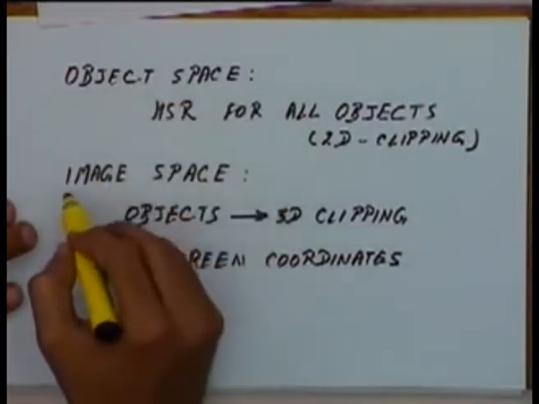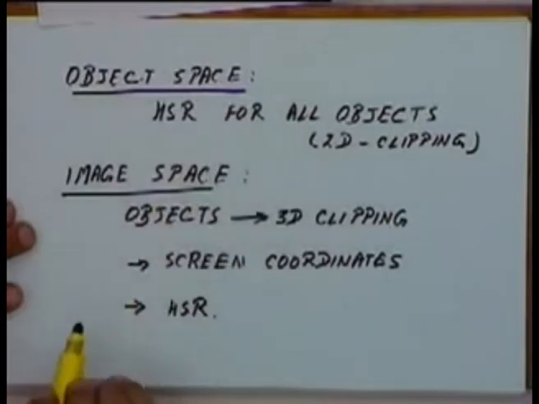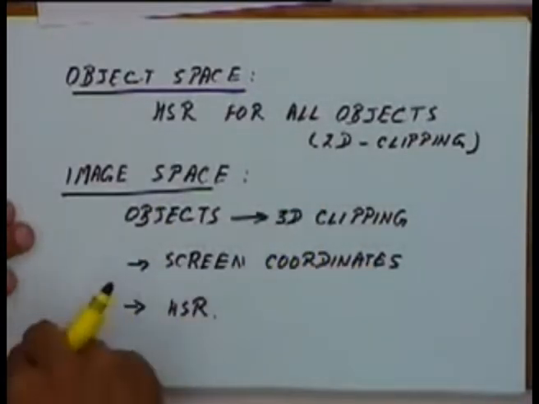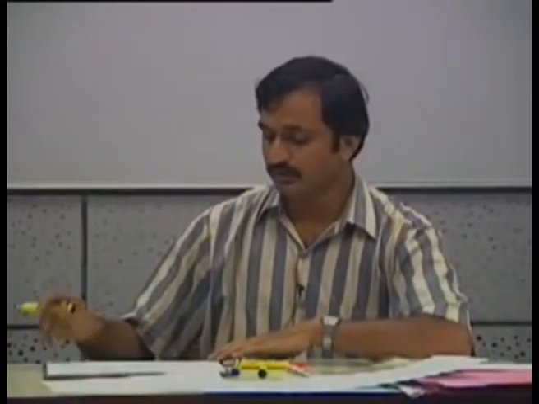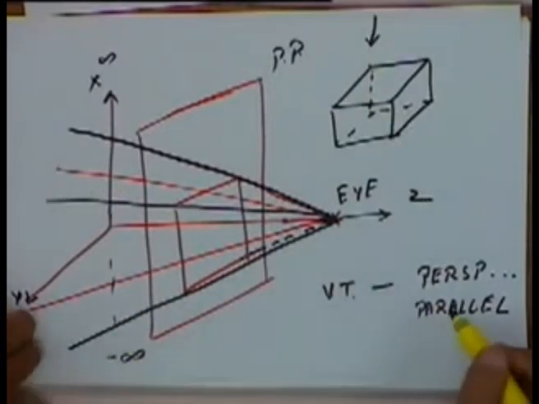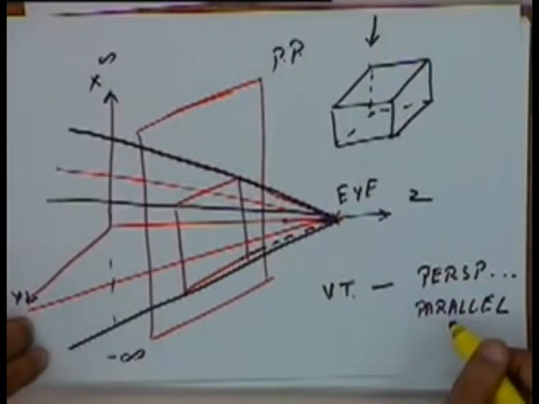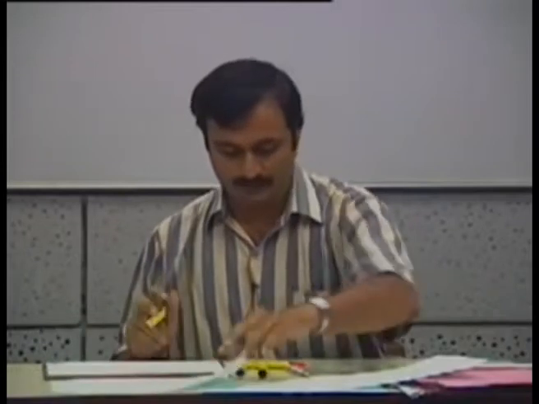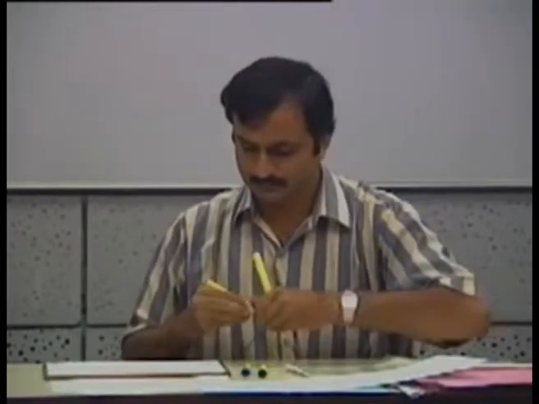So I have two different types of algorithms in these two cases. One thing you should keep in mind in the case of 3D clipping: right now I have shown a pyramidal clipping volume, but it need not be pyramidal. If you are talking of a parallel projection, then the clipping volume will be a block. That will look like this.